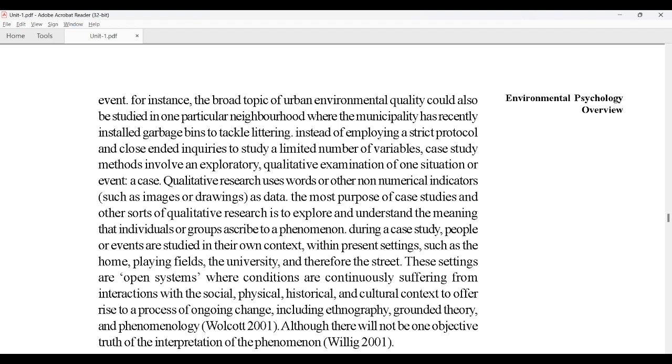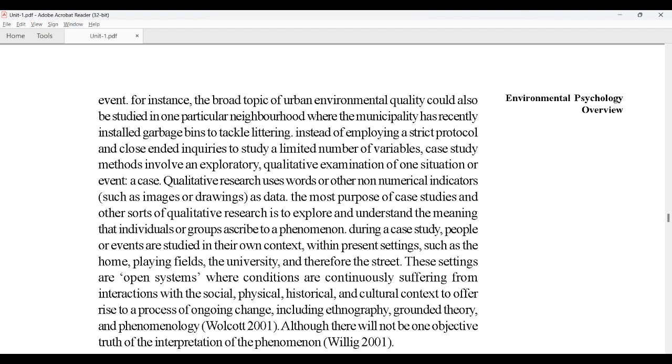Instead of employing a strict protocol and close-ended inquiries to study a limited number of variables, case study methods involve an exploratory, qualitative examination of one situation or event, a case. Qualitative research uses words or other non-numerical indicators such as images or drawings as data. The main purpose of case studies and other sorts of qualitative research is to explore and understand the meaning that individuals or groups ascribe to a phenomenon.